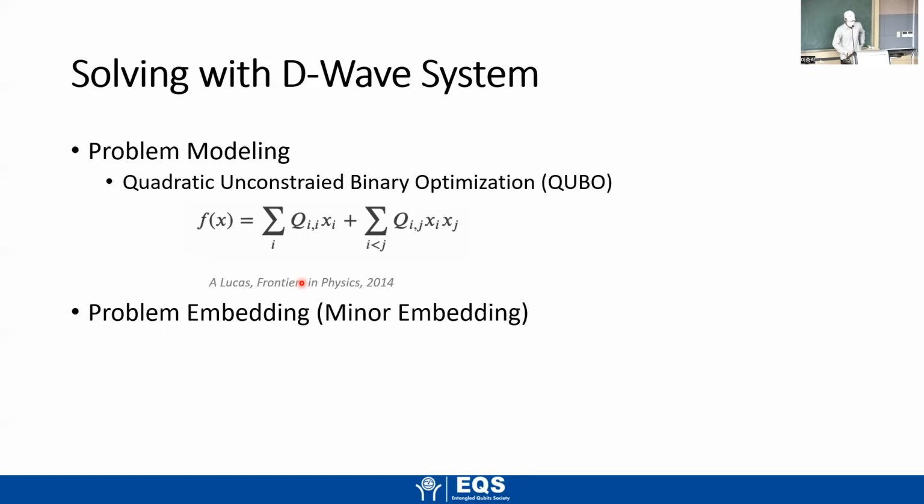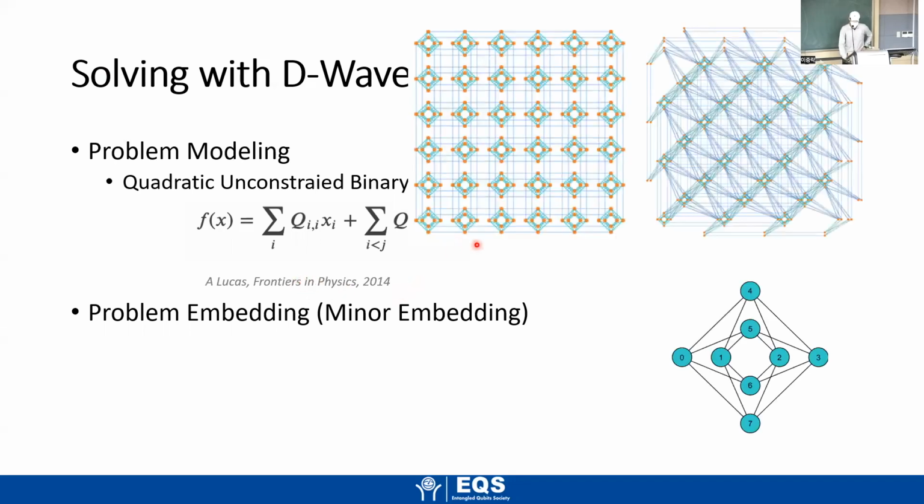Next is problem embedding, which is also called minor embedding. What is minor embedding? The actual D-Wave quantum annealers have a specific type of architecture. The one you can see on the left is called Chimera, and the one on the right is called Pegasus.